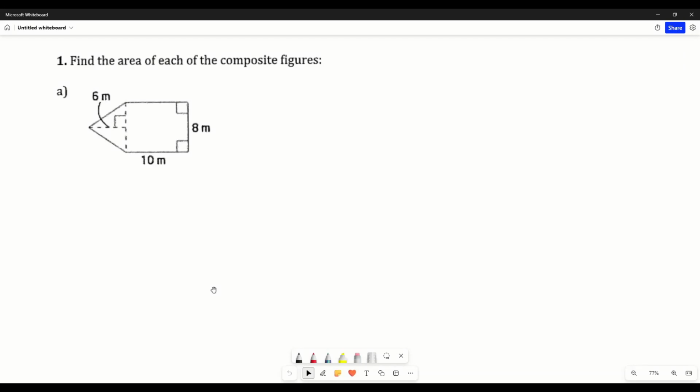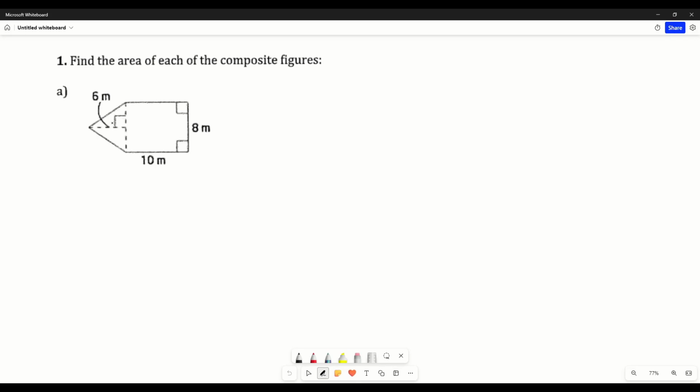For this problem, we have to find the area of each of the composite figures. So this problem basically says that we must find the area of the square here and these two triangles. One way to do this is to break these three figures apart. It may not look easy, but it is really easy.